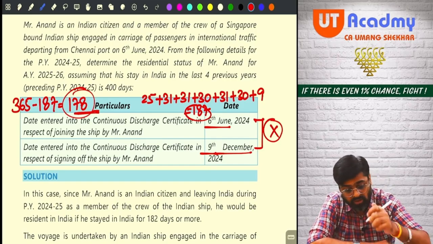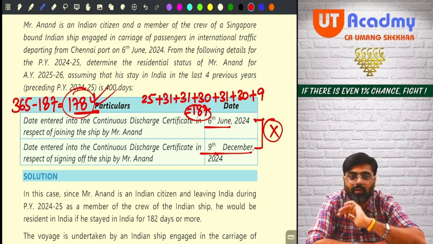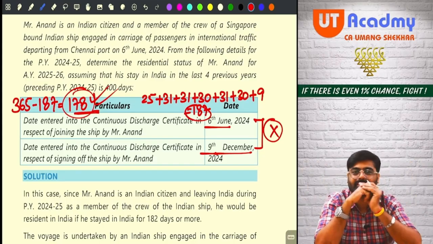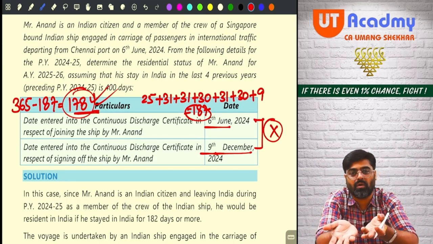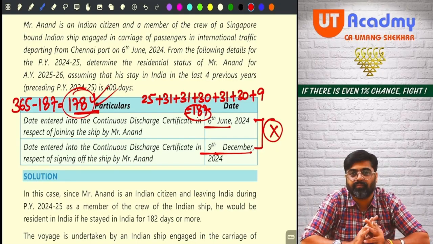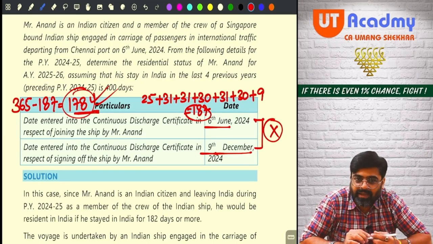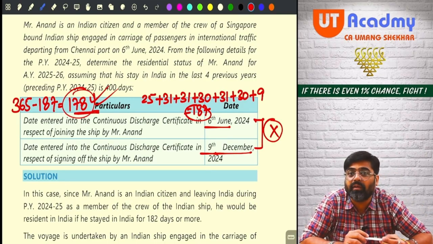Your calculator will show this much. That you have directly calculated. You just considered the stay in India. That's it. Meaning you did not consider this period. Or alternatively, 365 minus this period also will give you the same answer. Understanding, no? Now tell me, 178 days is the stay in India during the previous year 24-25?